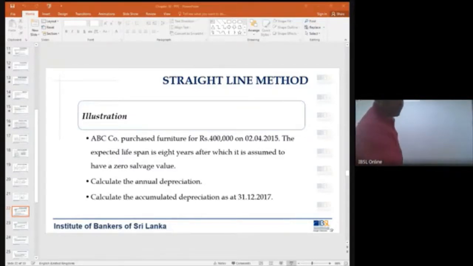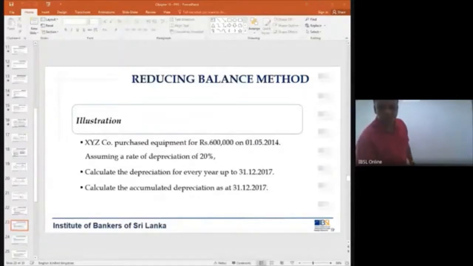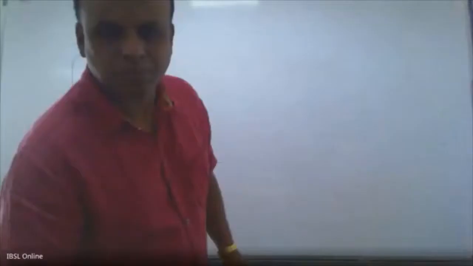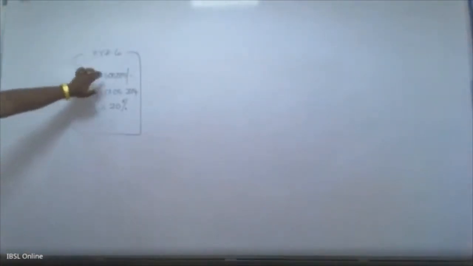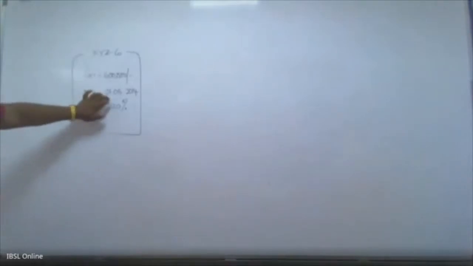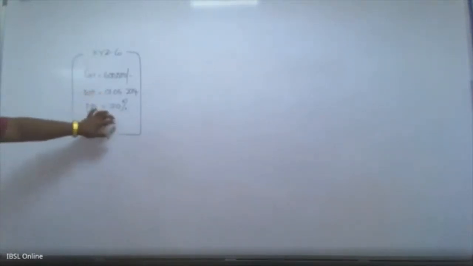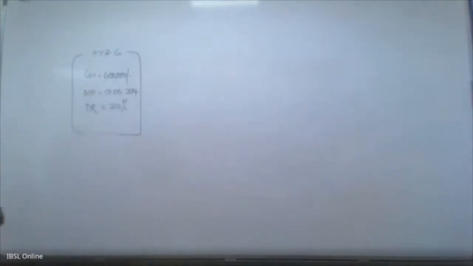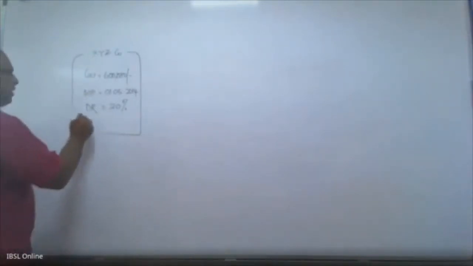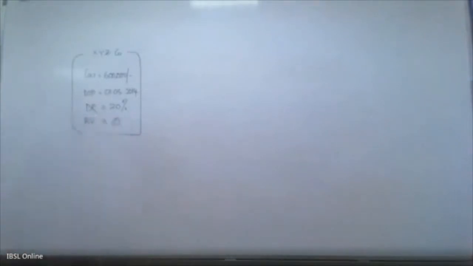Right. So now let's look at it on the board. I have captured the information. XYZ company, cost is 600,000. Date of purchase is 2014, 1st of May. Depreciation rate is 20%. And they have not said anything about the residual value, so we will assume that the residual value is 0. If they have not given the residual value, you assume that the residual value could be 0. So even under the reducing balance method, you don't have to look at this also. Don't worry about it. Right? Now let's quickly draw the timeline.